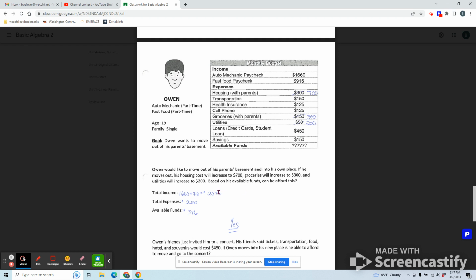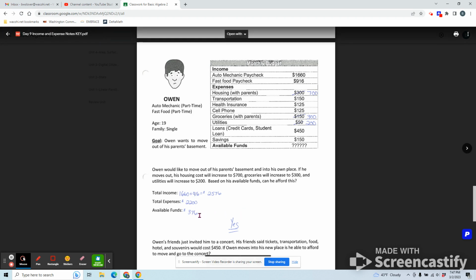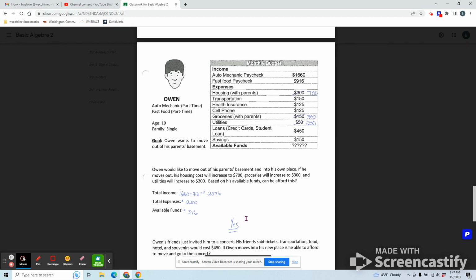So we figure out his total income, his new total expenses if he were to move out, and then his available funds. So he does have positive available funds. So yes, he can move out of his parents' basement.